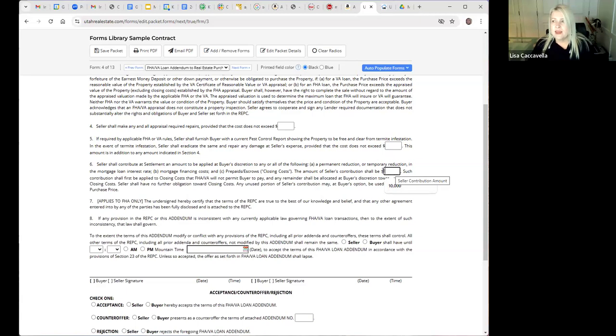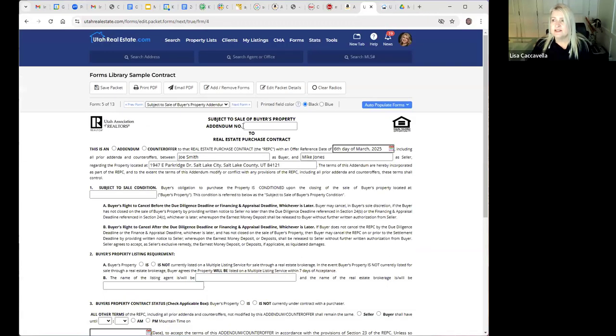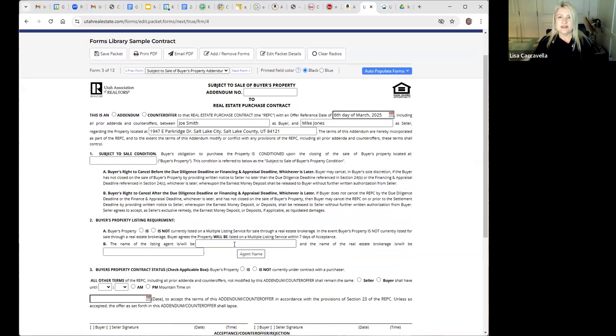Okay, guys, we've gone over a whole bunch of stuff. We haven't even gotten into all the other addenda, so make sure you're playing around with those and reading through them, just to give you an idea of some of the others that we have access to. There's the subject to sale of buyer's property. That's the one that we structured this originally with, that they have to sell their townhome in order to purchase this one. This is where you fill in that information, and this addendum has to be attached if they are selling a property in order to buy one.